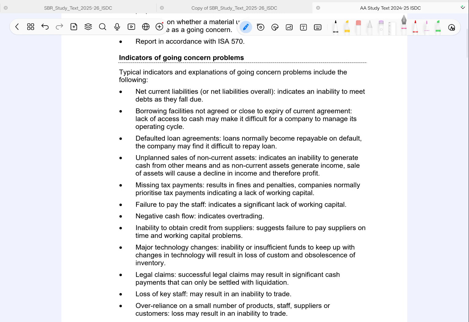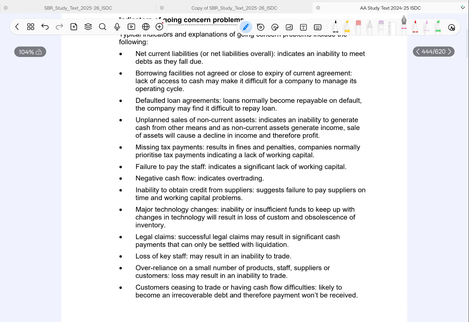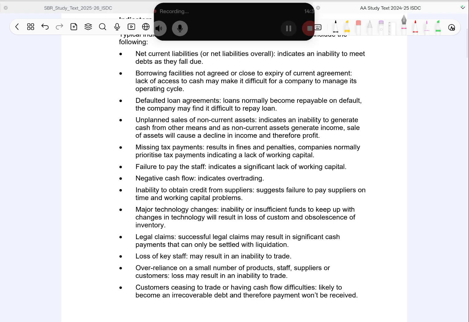Now, some operational risks. Tech changes. If the company can't keep up, they lose customers. Legal claims can lead to huge payouts. Loss of key staff. Operations can collapse. Over-reliance on one product, customer, supplier, or employee. If you lose that one element, the business suffers badly. Customers going bankrupt means receivables may never come in.